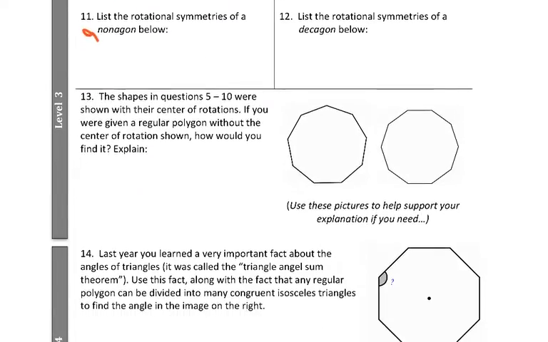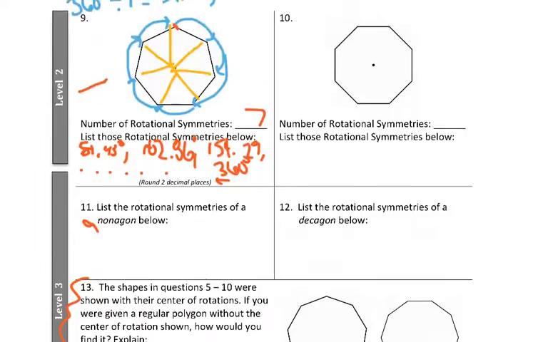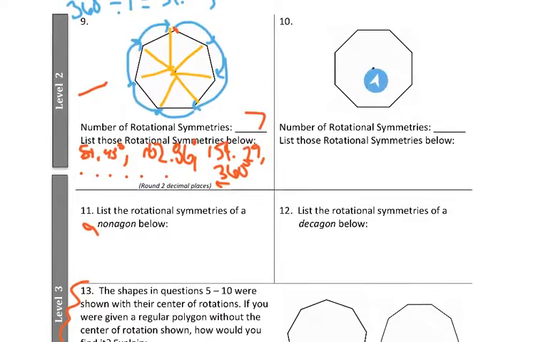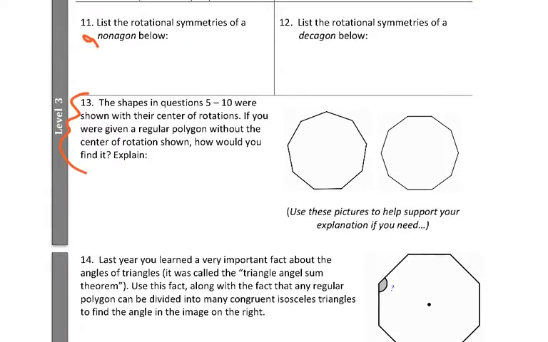Let's talk about this. So it says here in question 13 that the shapes in questions 1 through 5 were shown with their centers of rotation. So in other words, if you look up here, I actually gave you the centers of rotation. I told you what we were rotating around. But the question here is that if I didn't give you the centers, like I didn't give you them here, is there any way for you to find them exactly?